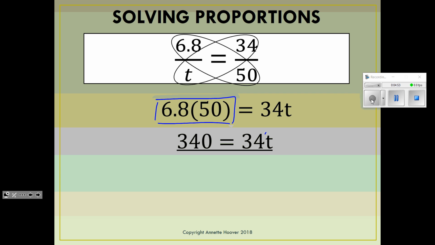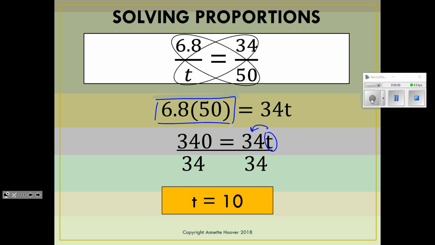Now to get the variable by itself, the variable is being multiplied by 34. So we're going to divide both sides by 34, and t is equal to 10. So 6 8/10 to 10, that ratio is equal to 34 to 50 ratio.